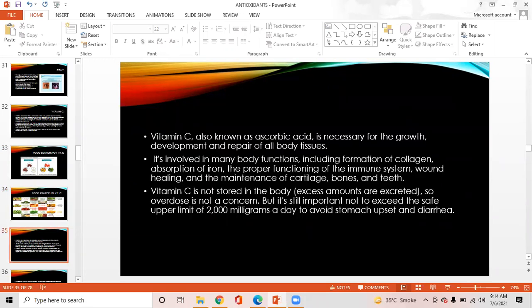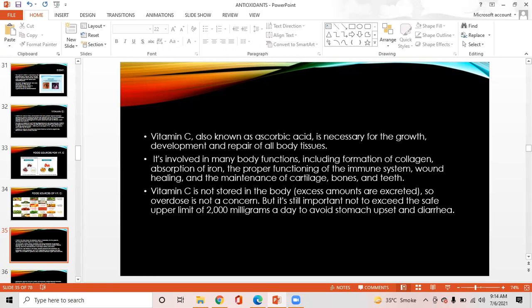Vitamin C is also known as ascorbic acid. It is necessary for the growth, development, and repair of all body tissues. It is involved in many body functions, including the formation of collagen, absorption of iron, the proper functioning of the immune system, wound healing, and the maintenance of cartilage, bones, and teeth.